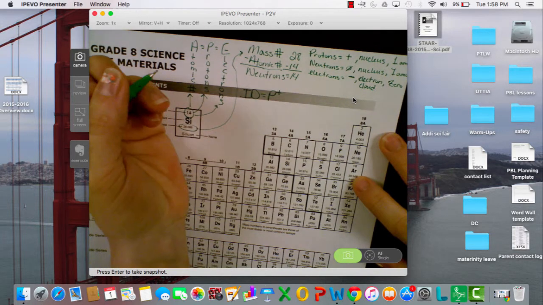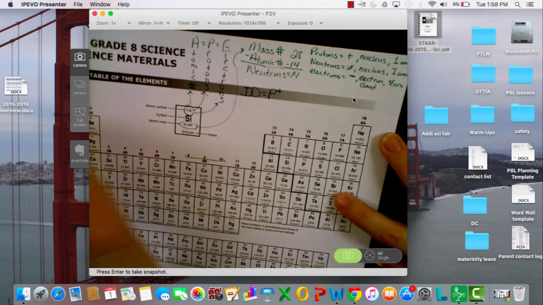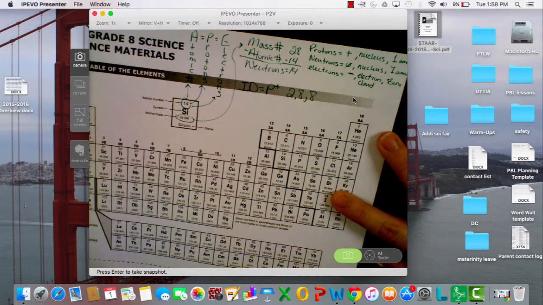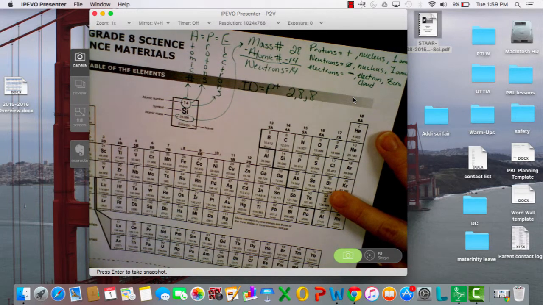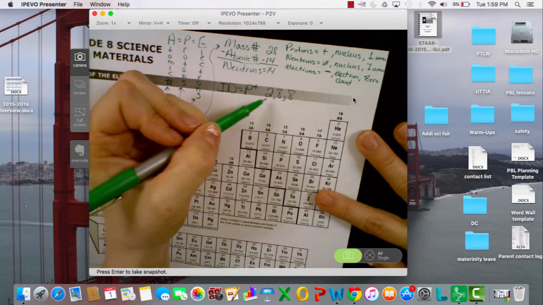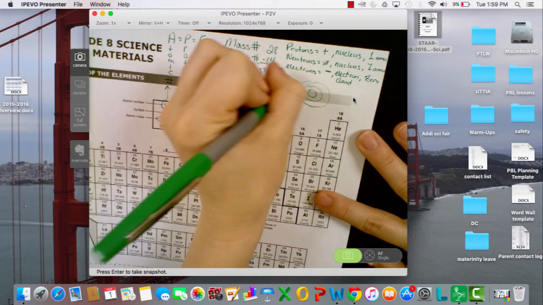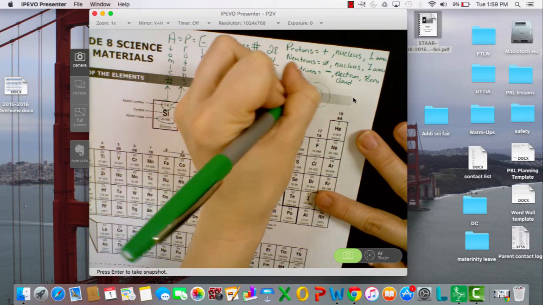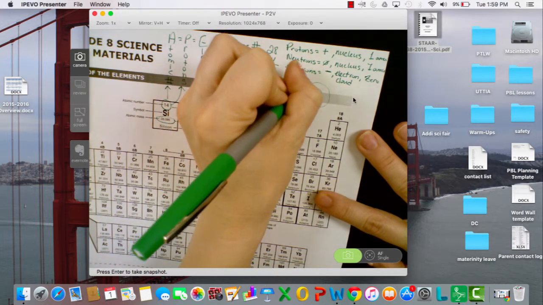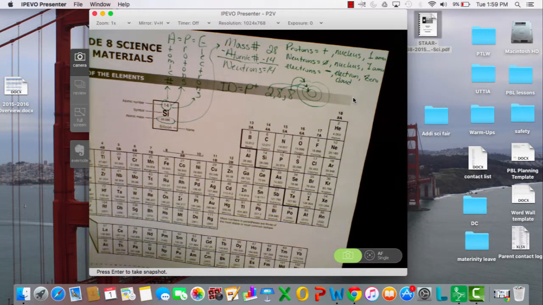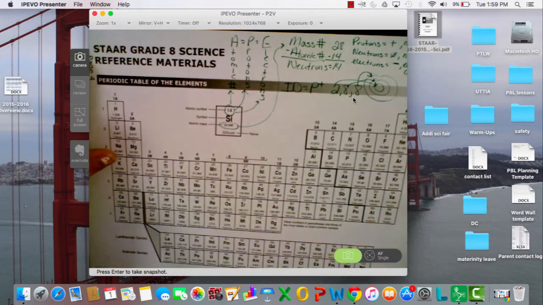So let's talk about electrons. How do they go in? Well, that's our 2-8-8 rule. Remember, 2-8-8. That tells you how many electrons can go in each energy level: 2 in the first, 8 in the second, 8 in the third, in middle school.